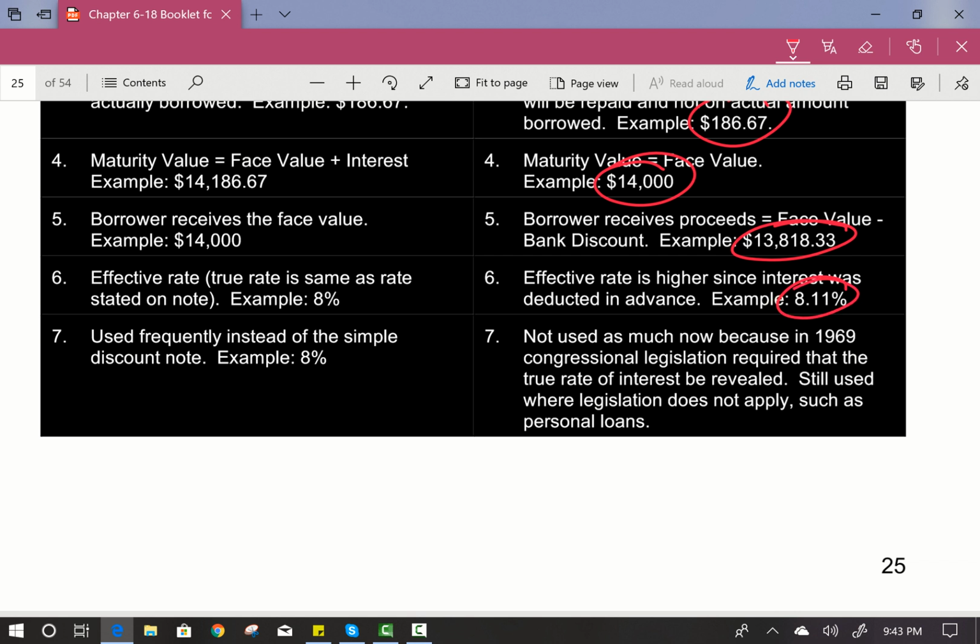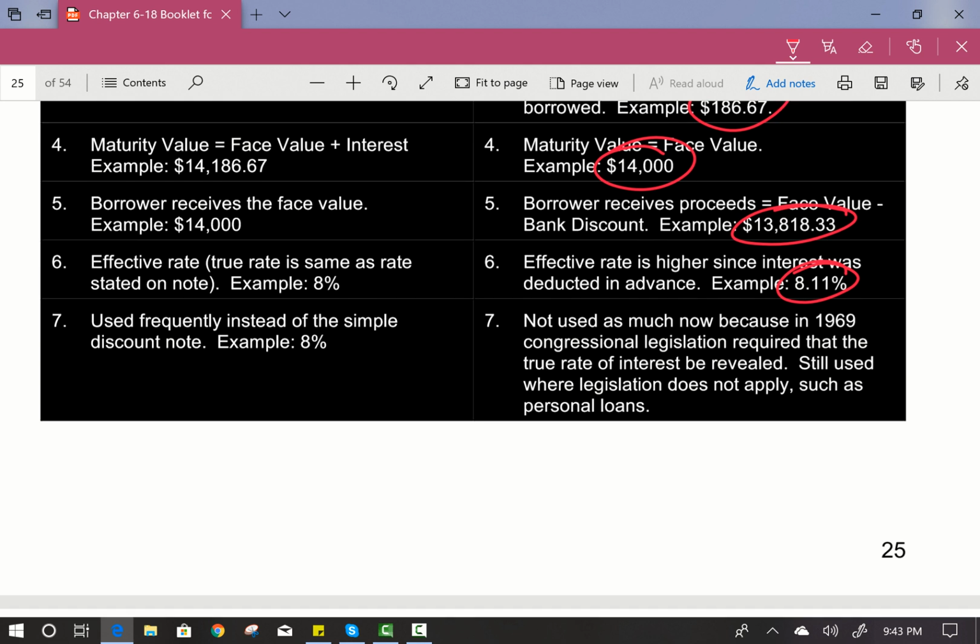It's not used as much now because in 1969 congressional legislation required that the true rate of interest be revealed. It's still used where legislation does not apply, such as personal loans.